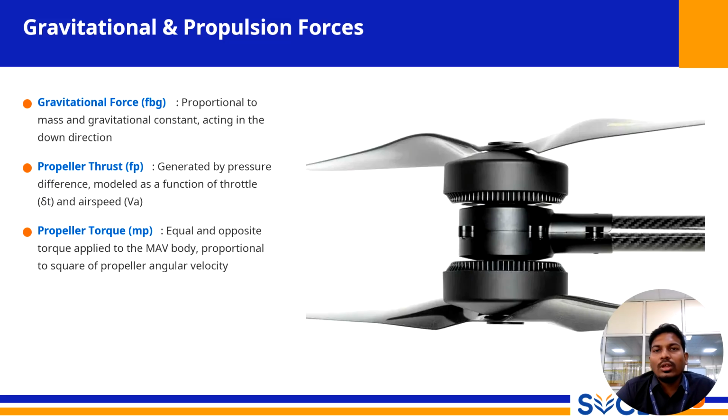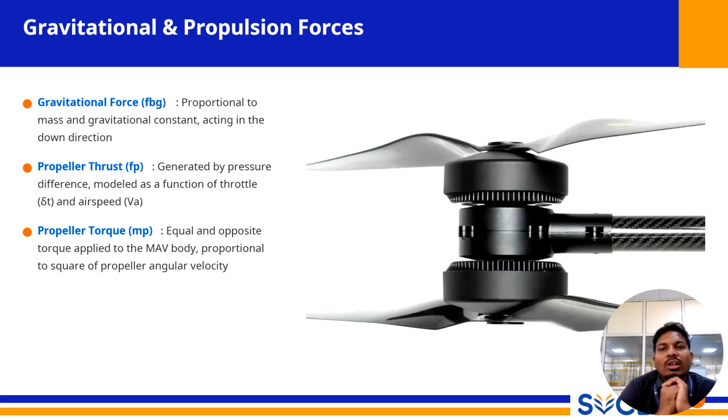After establishing the general framework of the rigid body dynamics, we can now begin to populate our equations of motion with the specific forces and moments that act on the MAV. This slide focuses on the two most fundamental forces: gravity, which is constantly pulling the drone downward, and the force from the propulsion system, which counteracts gravity and allows for controlled flight.